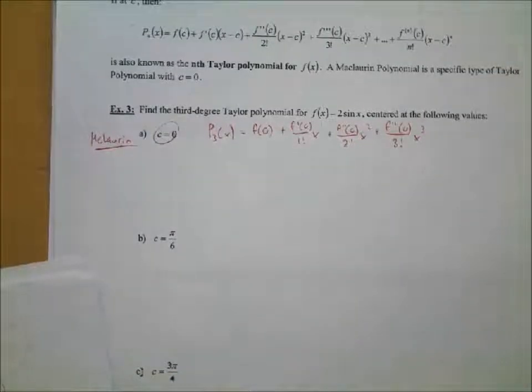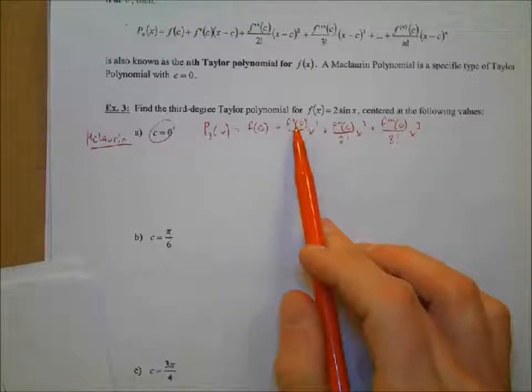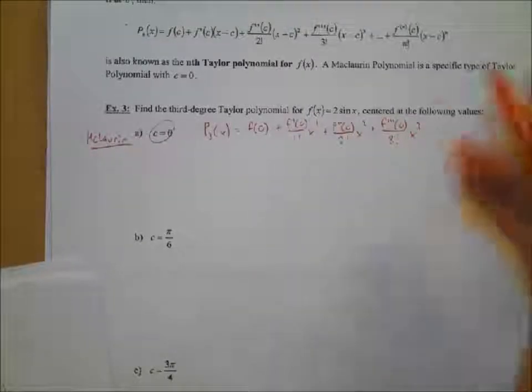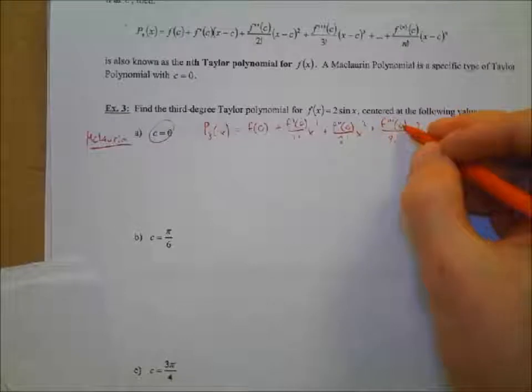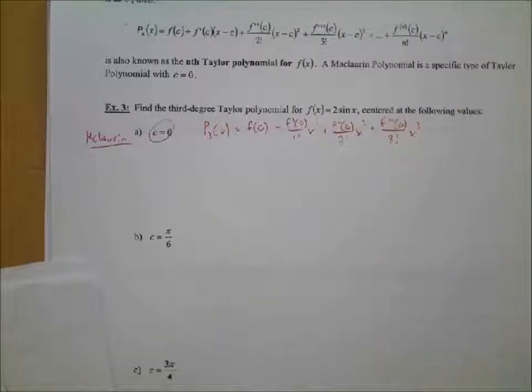So that's our setup. What do we still have left to do here? What do we need to evaluate? What do we need to plug into this? We need to find what f of 0 is, what f prime of 0 is, what f double prime of 0 is, and what f triple prime of 0 is. All those values, and that's it. So we'll go ahead and do that here.